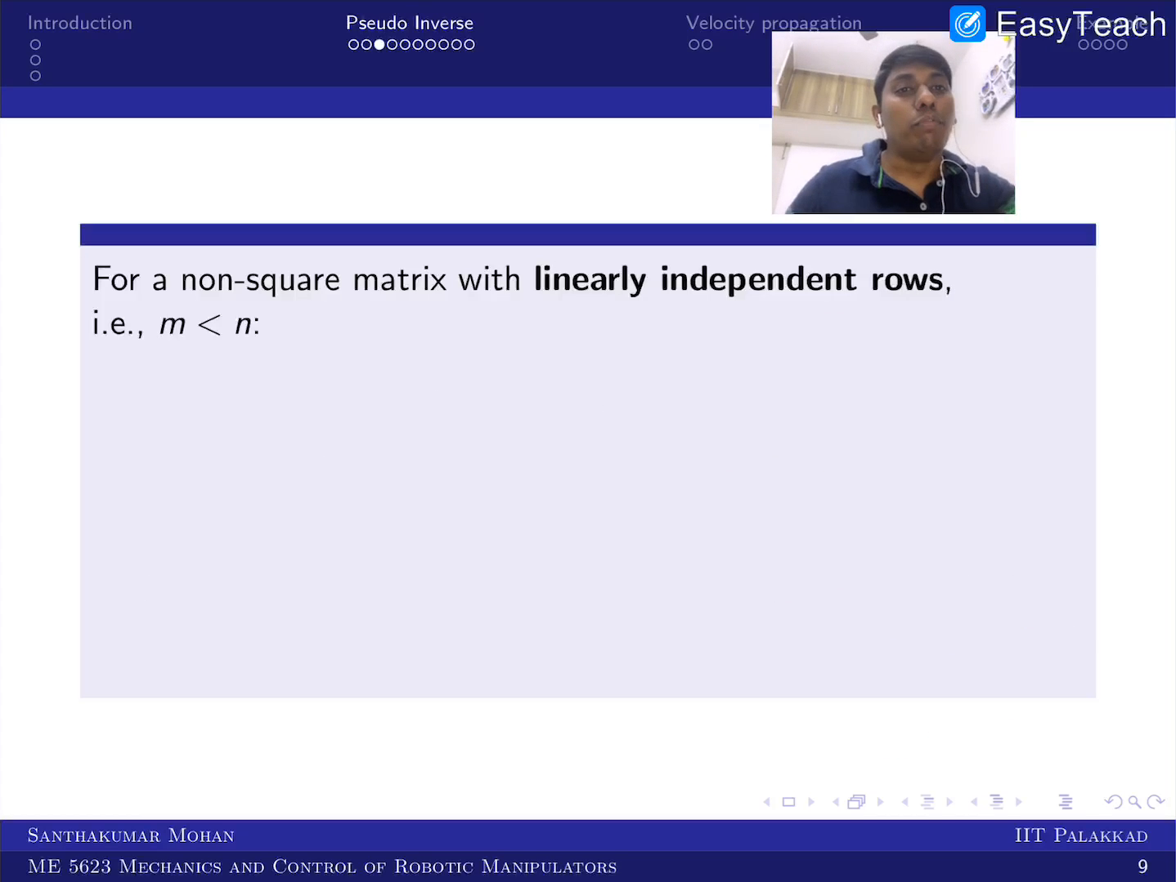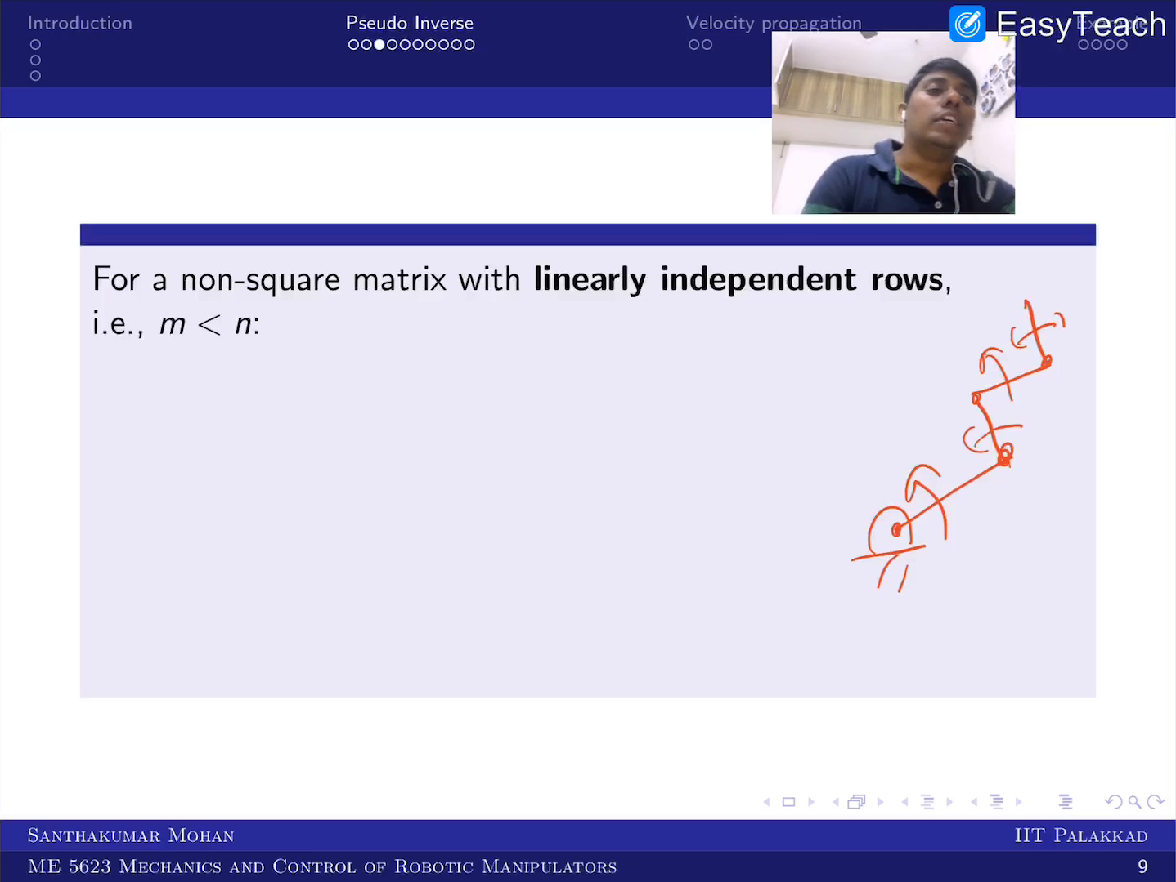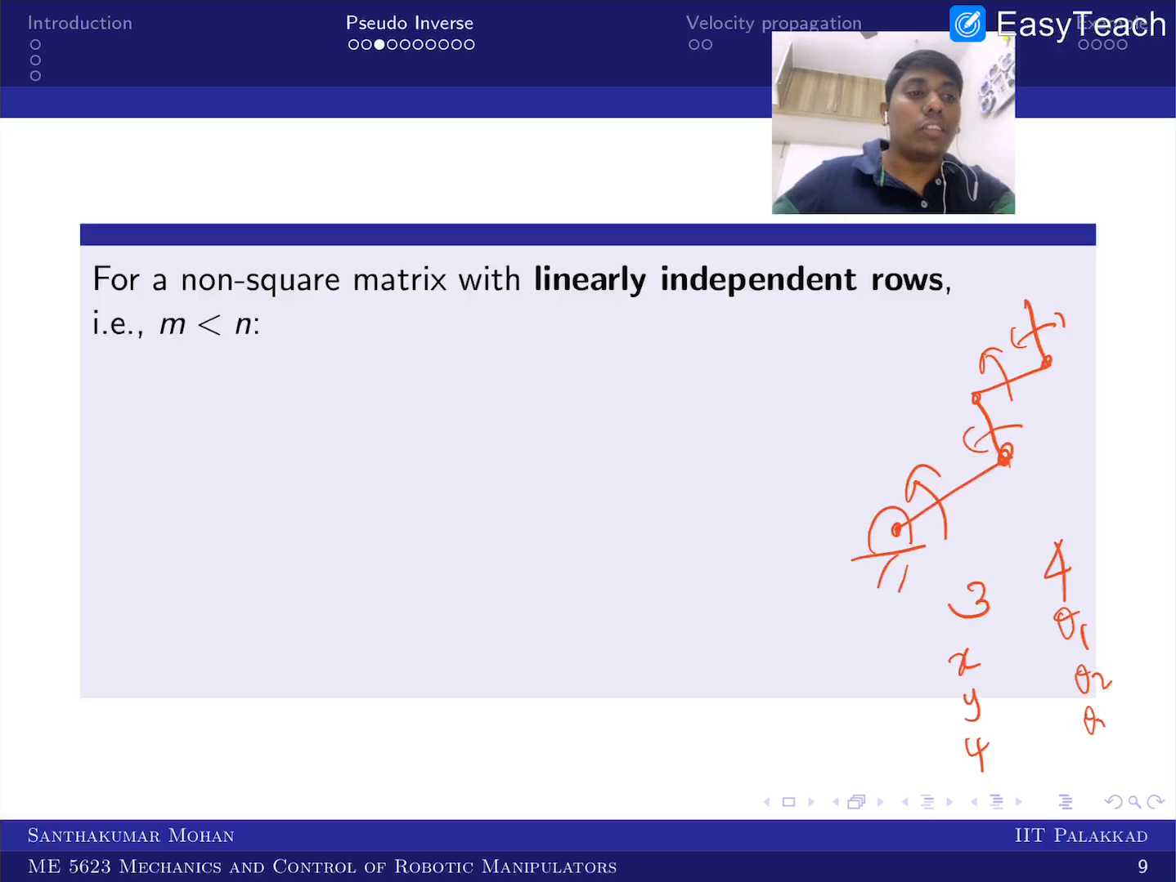So now we will move forward to the other case, where in the planar case itself I have 4 joints. So I have joint 1, joint 2, joint 3 and joint 4. In the plane I have three positions, two linear and one angular, that are supposed to be maintained, but I have 4 independent variables: theta 1, theta 2, theta 3 and theta 4.